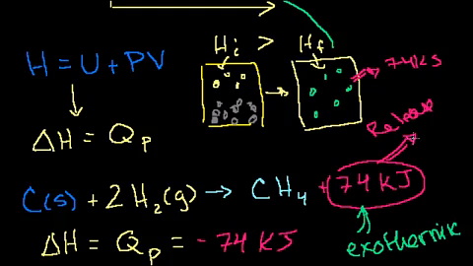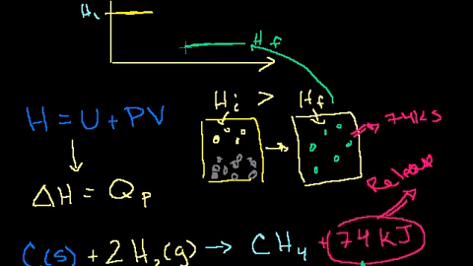Now, if you want to go the other way, let's say we wanted to go from methane back to its elements, you have to add heat into the reaction. If you wanted to go backwards through this reaction, going upwards, you would have to add that heat content to get a positive delta H, and then you would have an endothermic reaction. So if a reaction releases energy, it's exothermic. If a reaction needs energy to occur, it's endothermic.